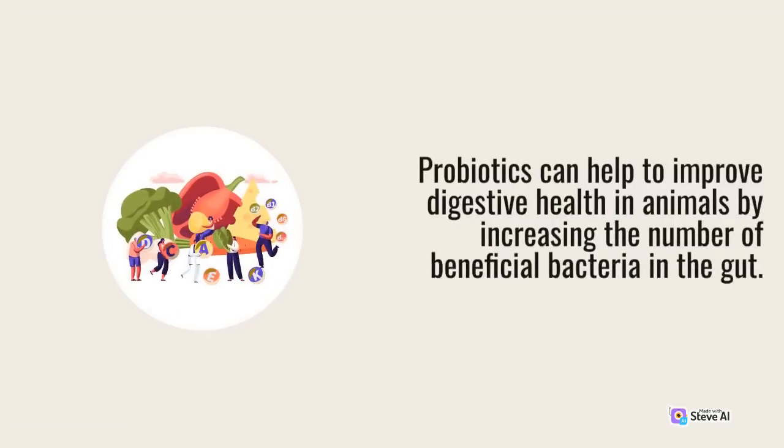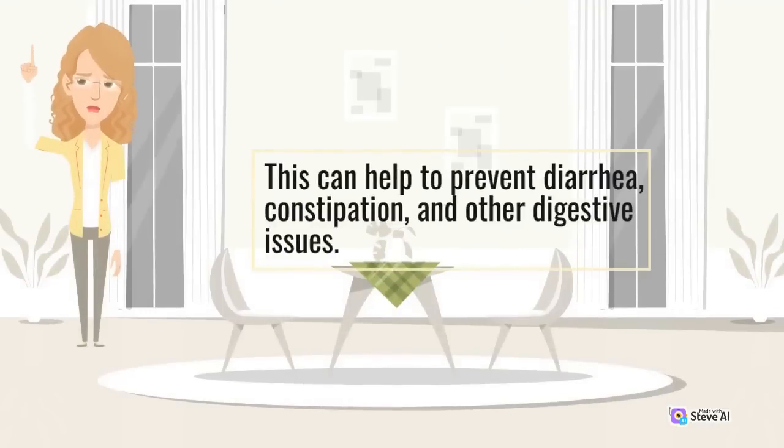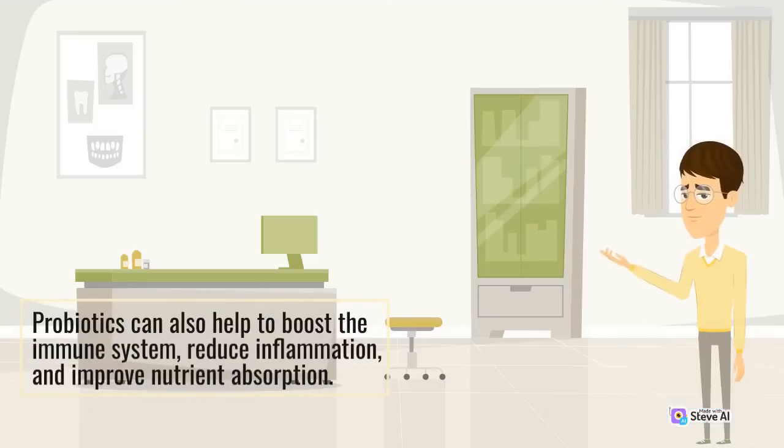Probiotics can help to improve digestive health in animals by increasing the number of beneficial bacteria in the gut. This can help to prevent diarrhea, constipation, and other digestive issues. Probiotics can also help to boost the immune system, reduce inflammation, and improve nutrient absorption.